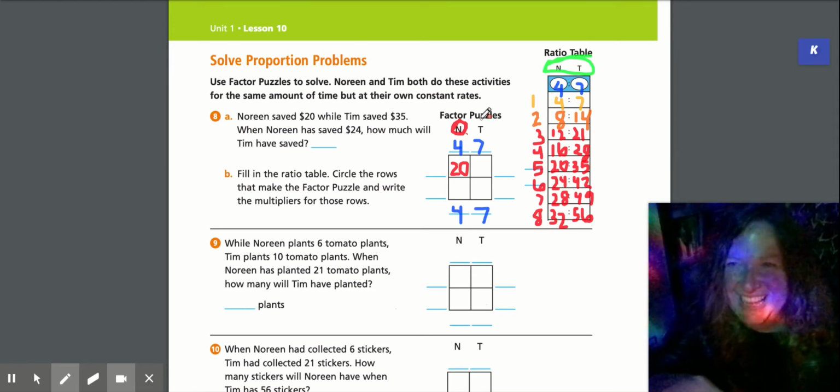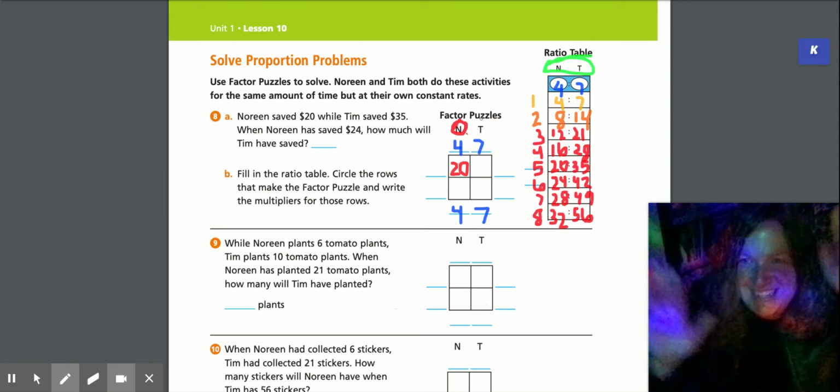It has to go, oops, my lights turned off. All right, we're back to disco party.